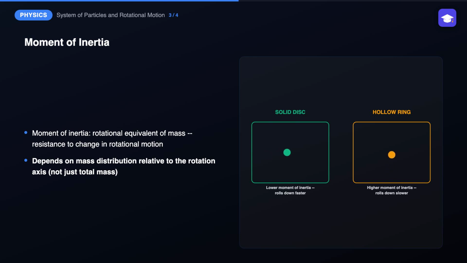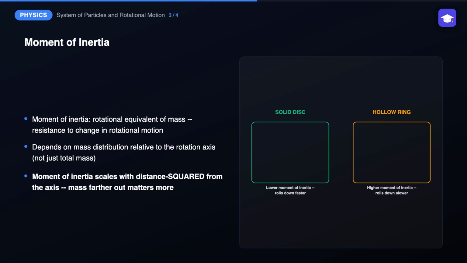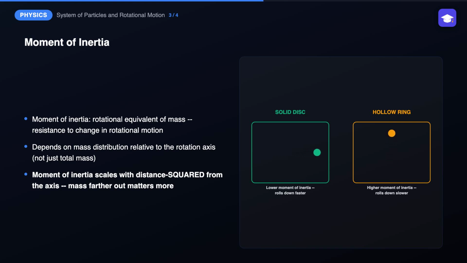Mass located farther from the rotation axis contributes disproportionately more to the total moment of inertia than an identical amount of mass located closer to that same axis, since moment of inertia scales with the square of the distance from the axis. This specific distance squared dependence directly explains why a solid disk and a hollow ring, sharing exactly the same total mass and identical outer radius, have measurably different moments of inertia. The ring, with all of its mass concentrated at the maximum possible distance from the central axis, has a distinctly larger moment of inertia than the disk, which instead has mass distributed at every distance from 0 up to that same maximum radius.